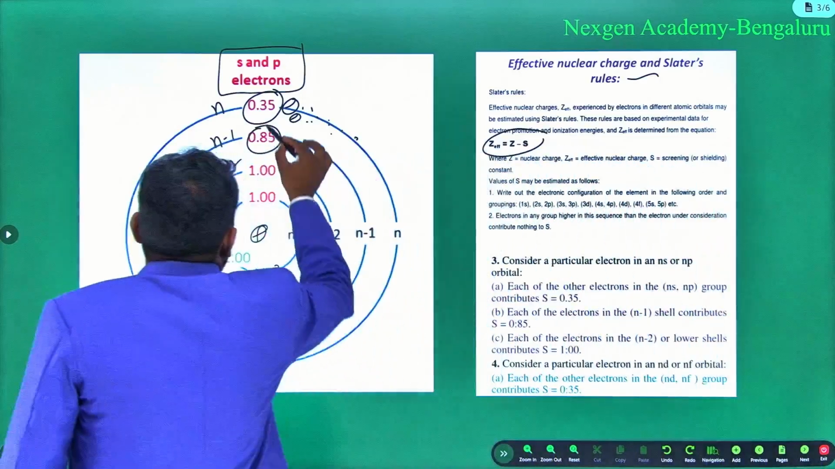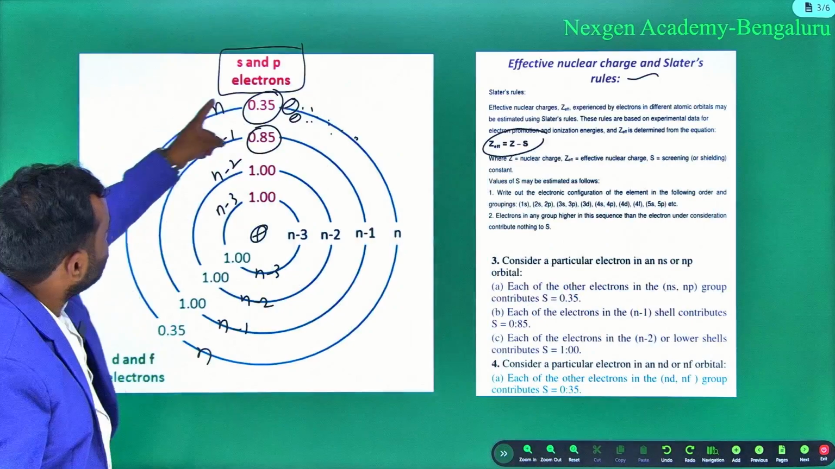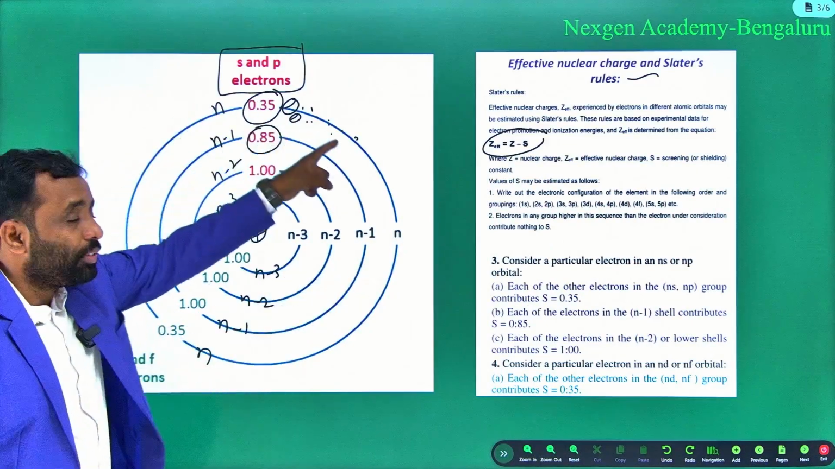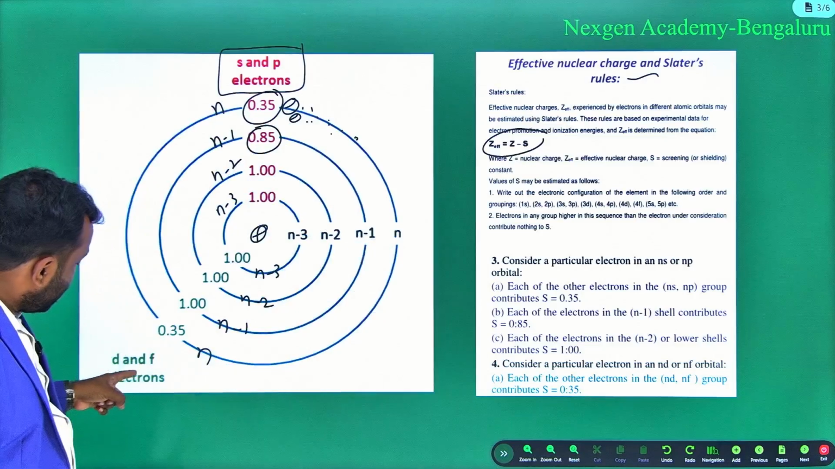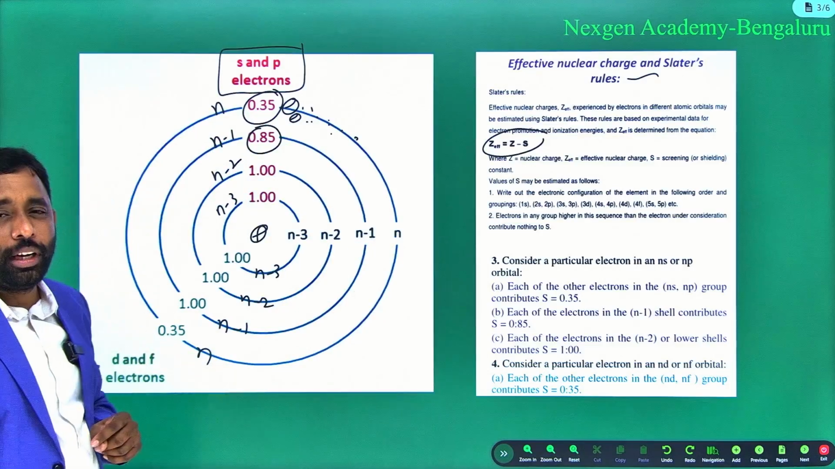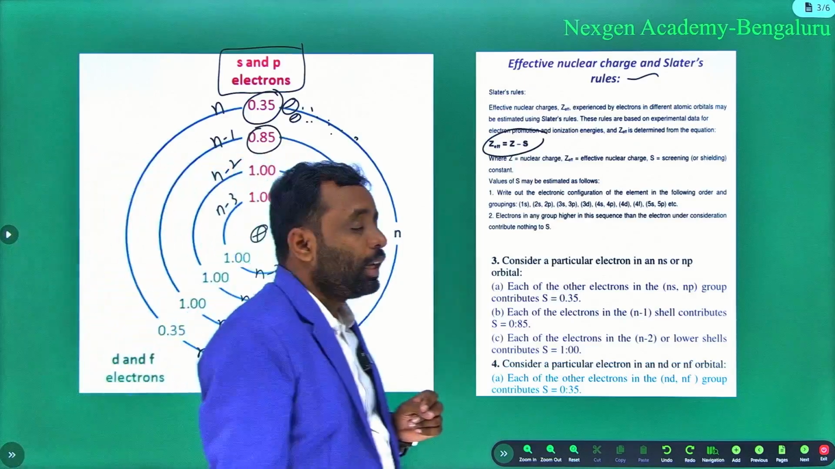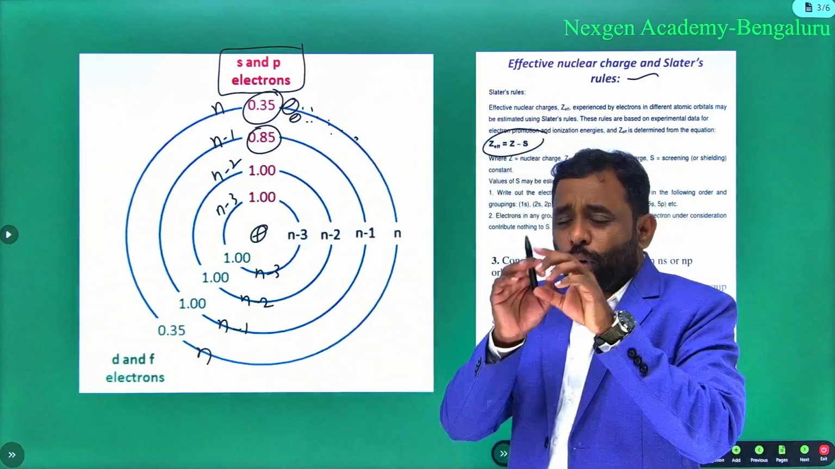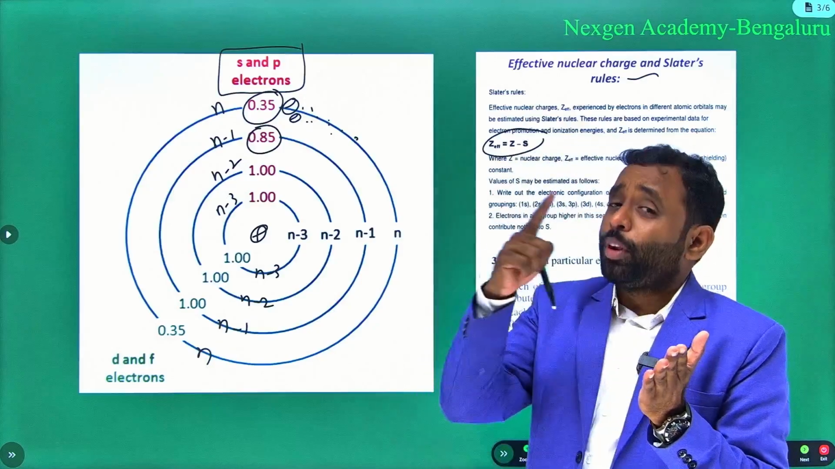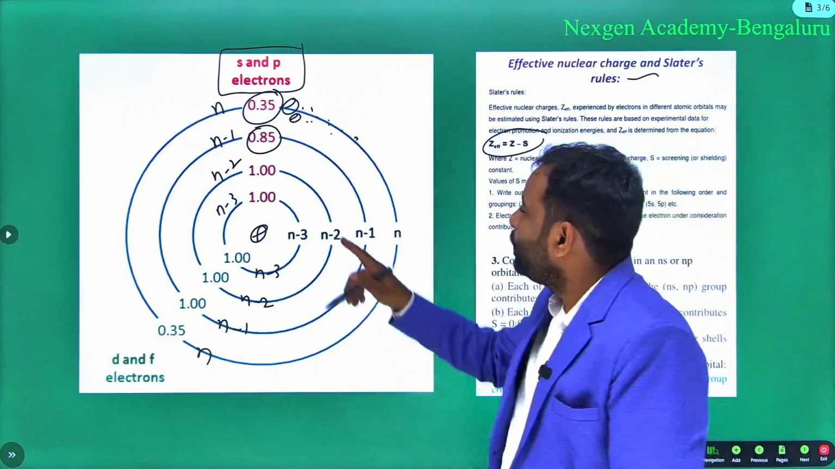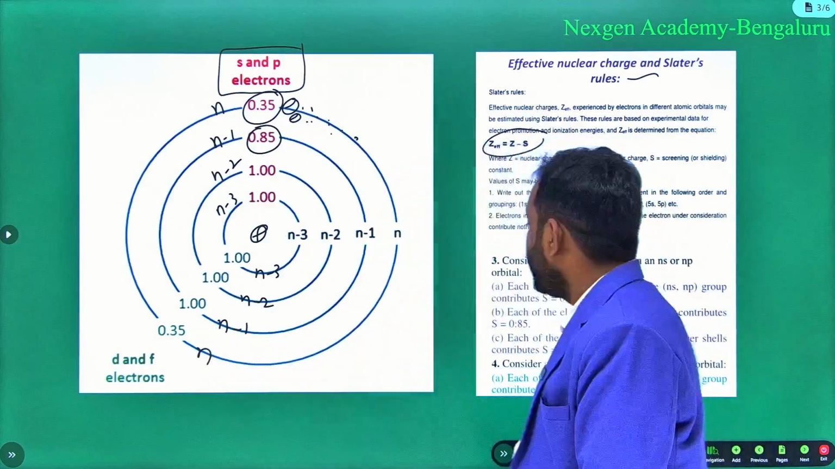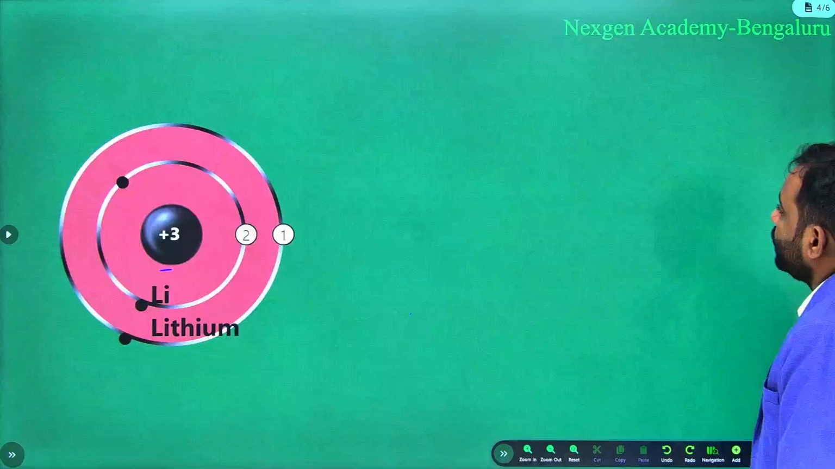See, look at this. For S and P electrons, the same shell electron screening constant is 0.35. And here even for D and F also, the same shell electron screening constant is 0.35. But only one exemption is there, that is the 1s electron. 1s2 we write it. If you are calculating the screening constant of a 1s electron from the other 1s electron, then instead of 0.35, we need to take 0.3. That one point, remember.